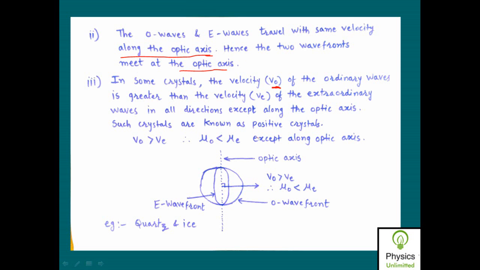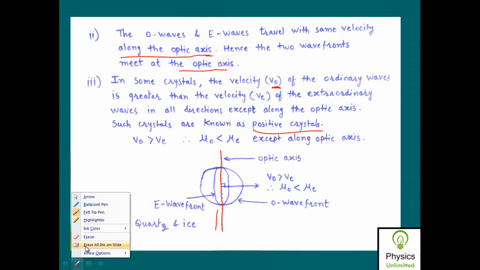So there are two types of crystals. One is called a positive crystal, another one is known as a negative crystal. Now look here. This is the direction of the optic axis, the direction along which the physical properties of the crystal remain constant.